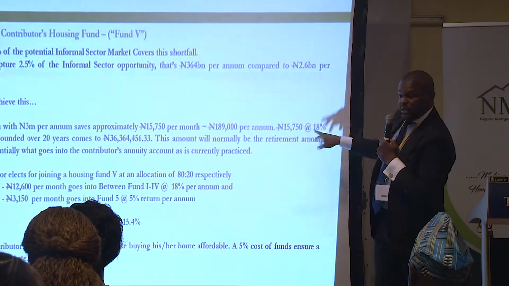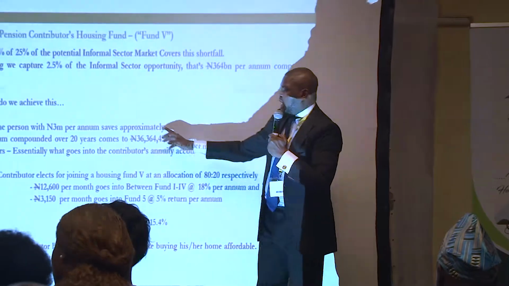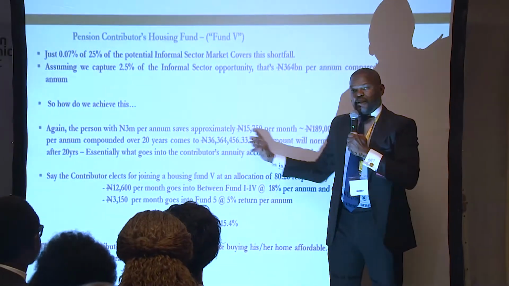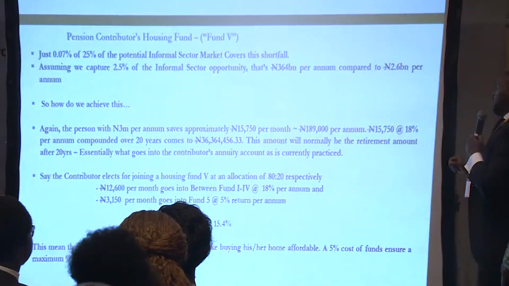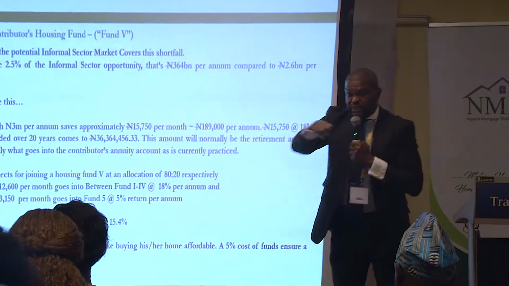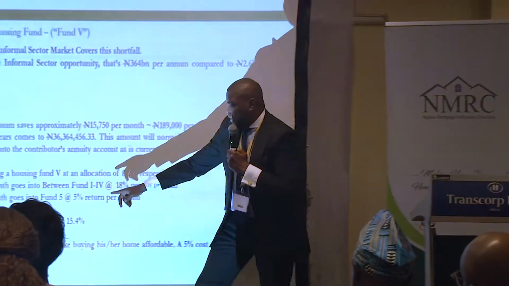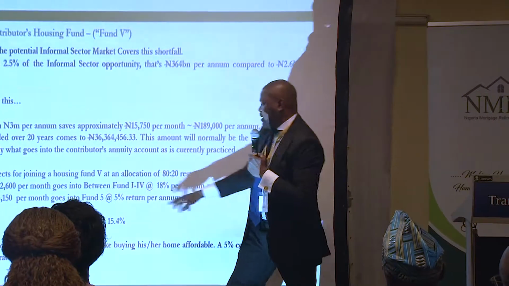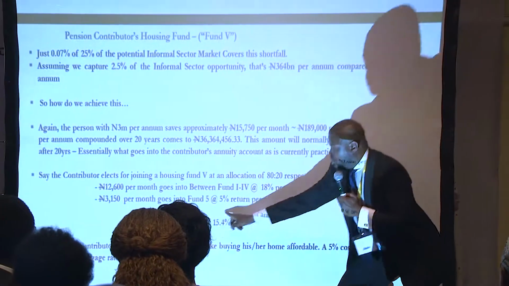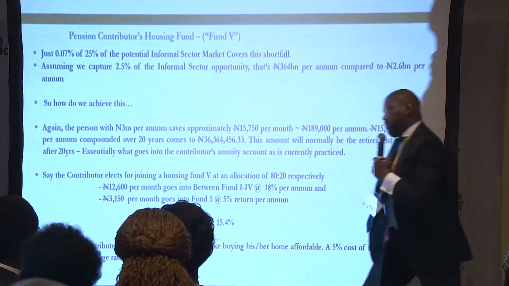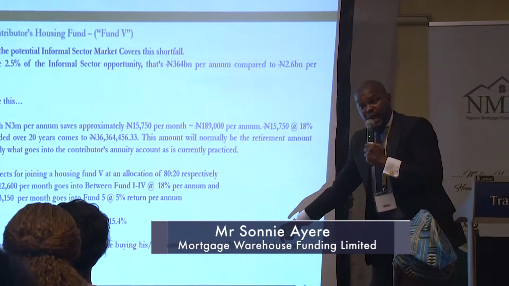At 18% per annum compounded over 20 years, yeah? The person will retire with 36 million. That's what they will get, roughly, okay? Now, say the person had opted for the housing fund. This is what will go into their 18, this is what will go into their 5%. So they've moved from having 18% to 15.4, a bit of a drop, yeah? So in other words, he's giving up some yield to be able to buy the house.